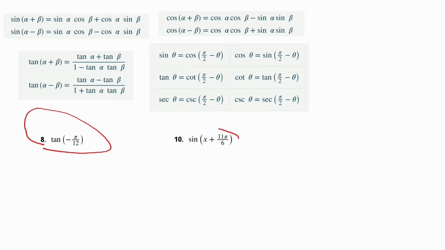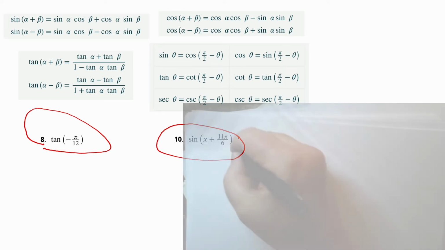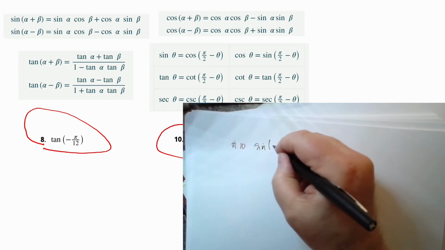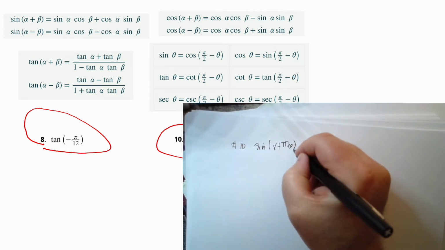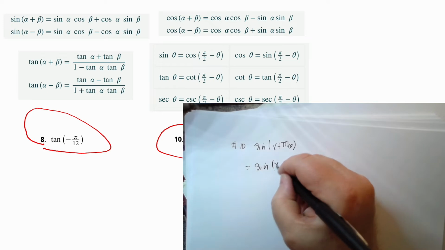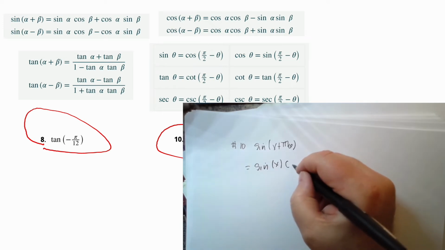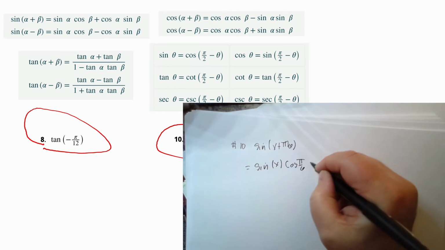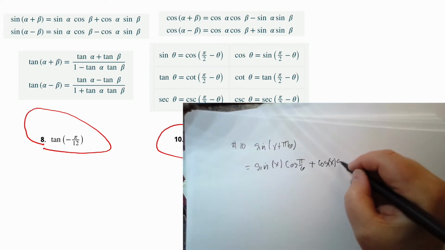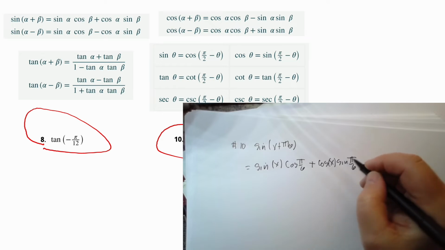Now in this one, what we're going to do is simplify it so it's just in terms of sine and cosine. Alright, so number 10, let's do sine of x plus pi over 6. We can break this up using the sum formula for the sine: sine of x times the cosine of pi over 6 plus cosine x times sine of pi over 6.